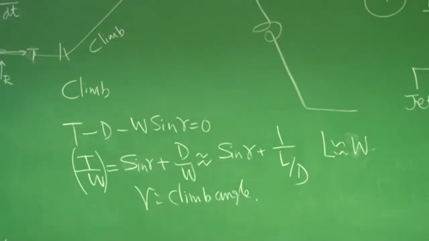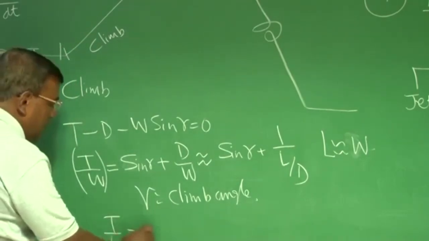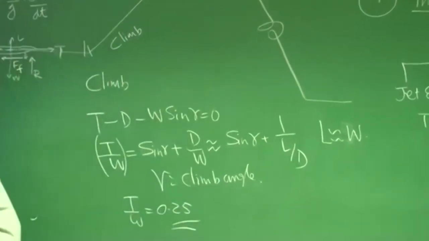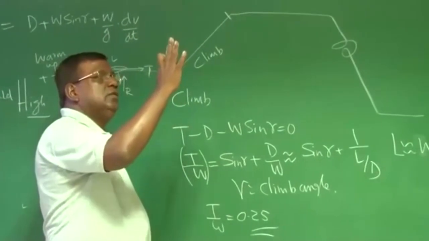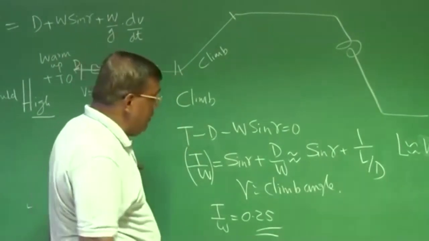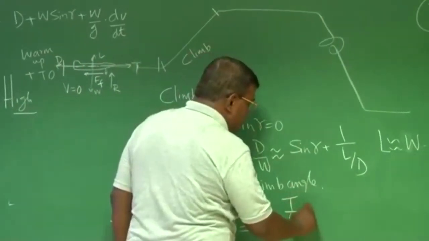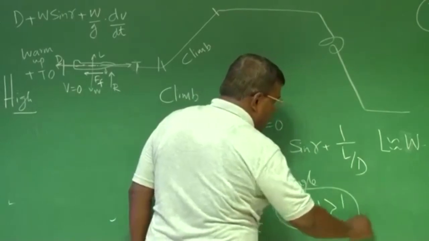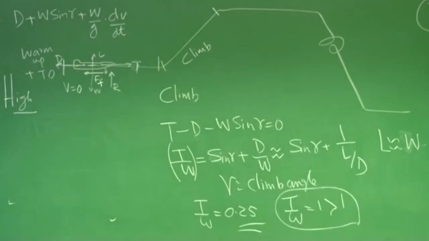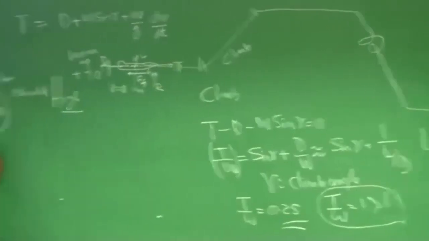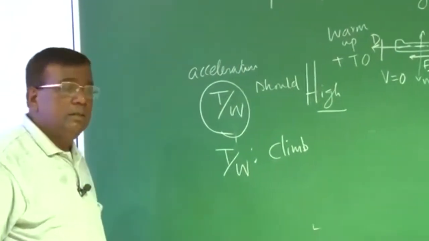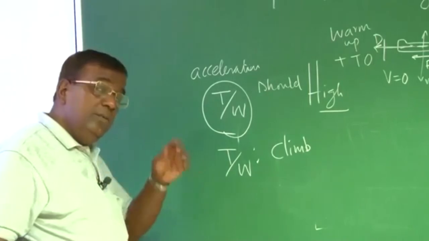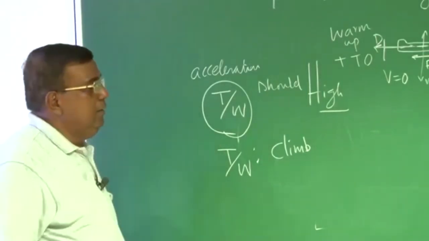Typically, for a transport airplane, you will find T by W as 0.2 to 0.25. This is a number, okay. But if you are designing an aerobatic airplane, which can go like this, can hold the airplane and do a lot of accelerated maneuvers, then you will find T by W maybe 1 or greater than 1. So T by W has a role in climb. If you want the climb angle to be higher, this T by W is the design parameter you need to have.